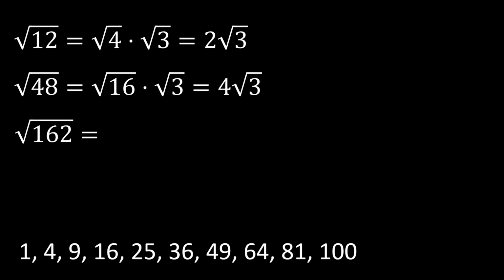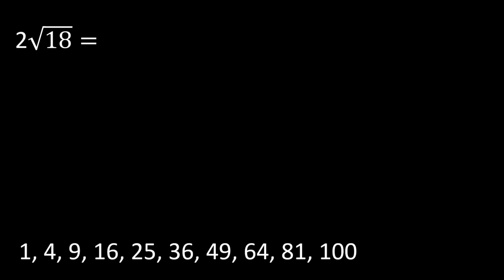81 is the perfect square that goes in 162. 162 can be written as 81 times 2. Square root of 81 is the perfect square. That gives us 9 times square root 2, and that's 9 square root 2.